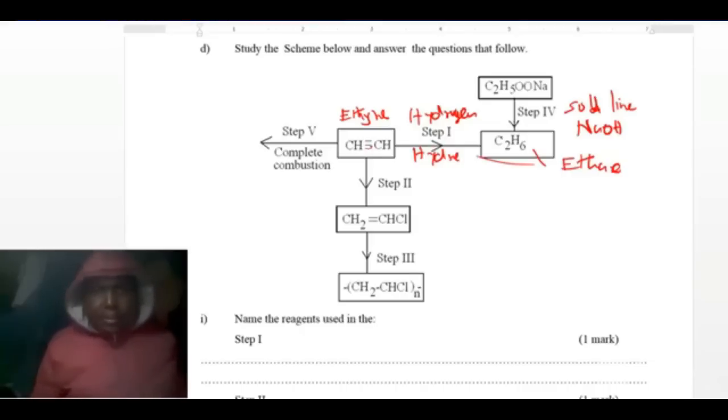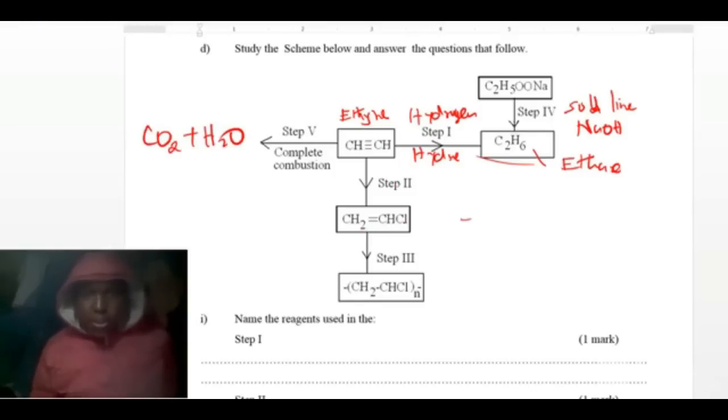Then step complete combustion. So when organic compounds undergo combustion, we know what they form. So if this one is going through combustion, it is going to form carbon dioxide plus water. Then we have ethane to step 2. It is going to form, 1, 2, there is a Cl here. So it means there is an addition of HCl. There is an addition of hydrogen chloride gas.